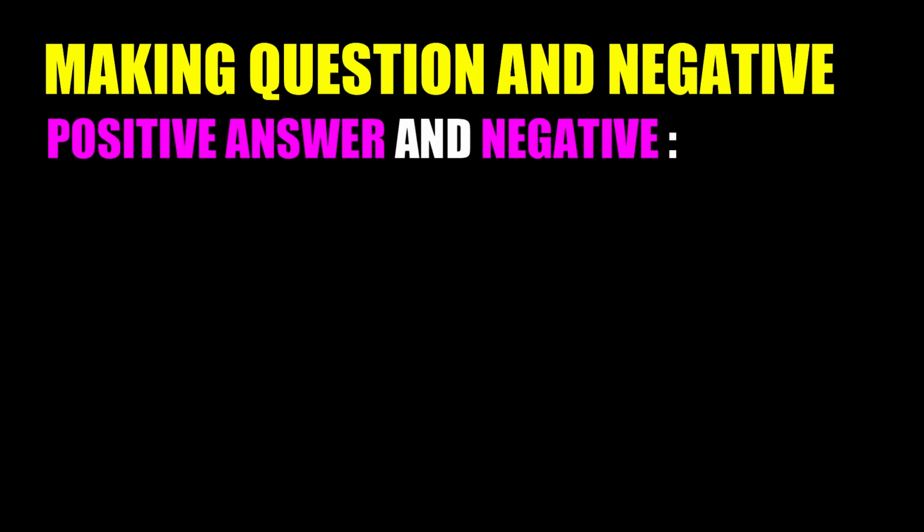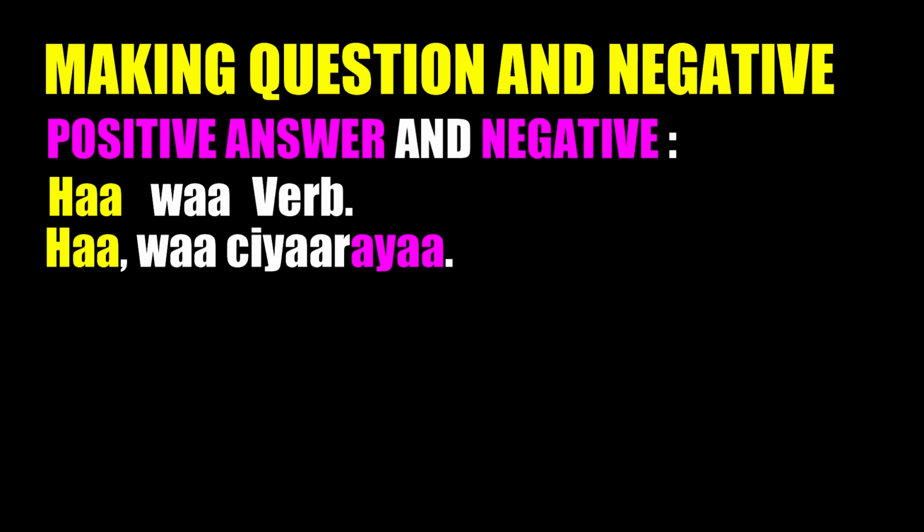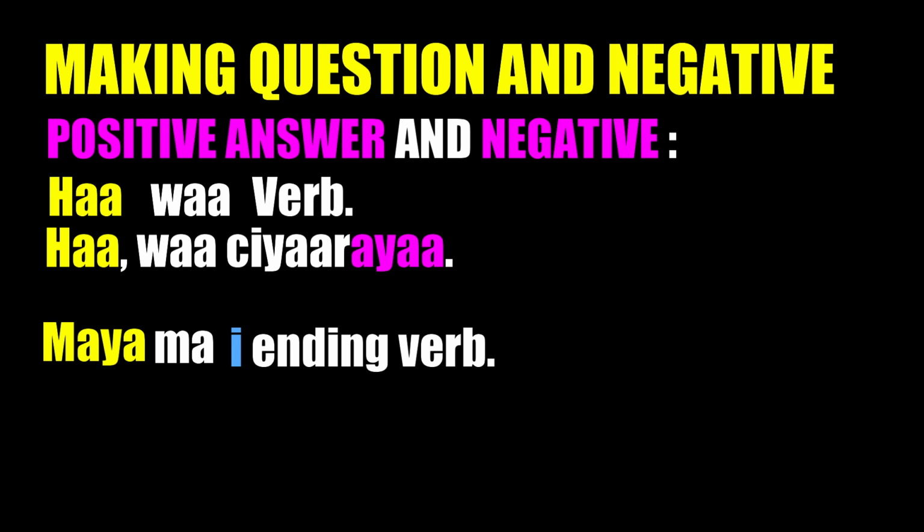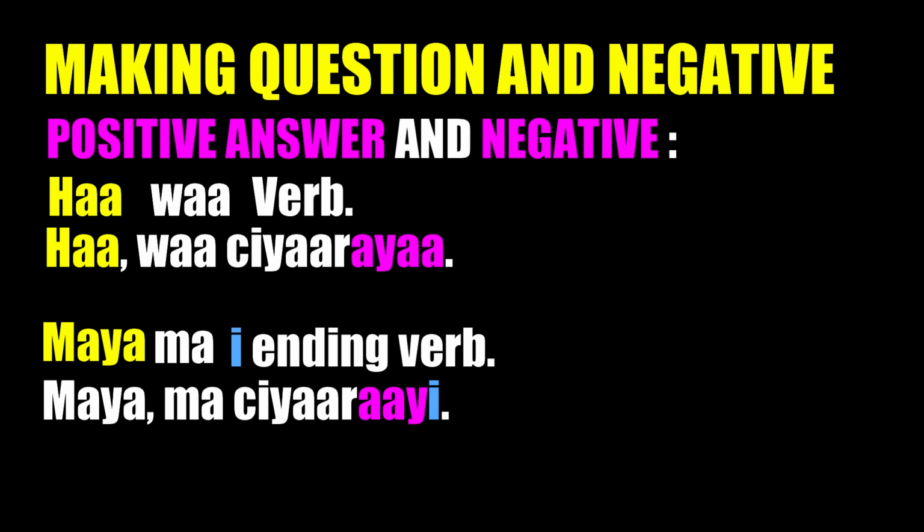So the positive form is very easy. You need to say first ha, which is yes. Then wa instead of waxa, and add the verb. For instance, ha waa ciyaarayaa. The negative form is as easy as you can see. You just need to say first maya, which is no, then add the negative word, which is ma, instead of wa. Also add I at the ending of each verb. For instance, maya ma ciyaaraayi.